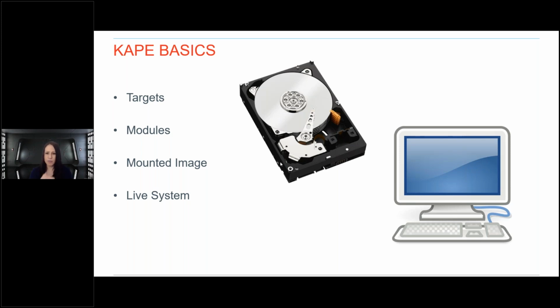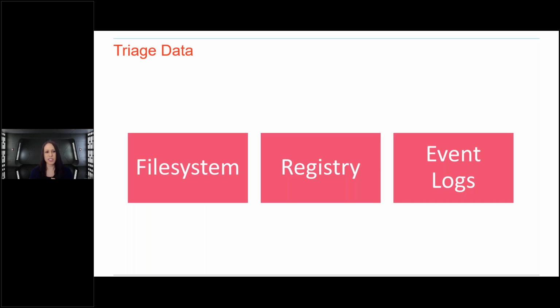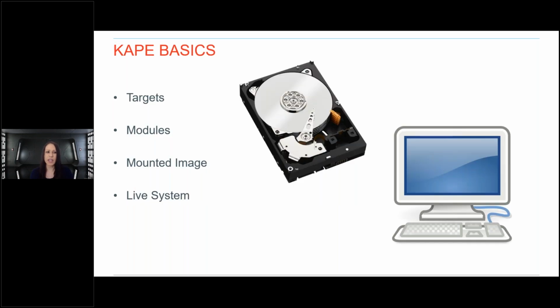All right, so KAPE basics. When we talk about KAPE, the way that KAPE works is we have something called targets and modules at the core of it. The targets tell you what information it is that you want to collect from the system, which I just went over in this slide. So we need to tell KAPE what to collect, and we do that with what are called target files.